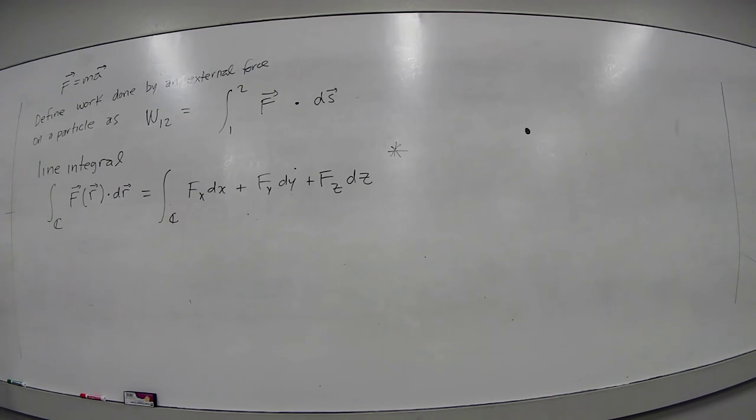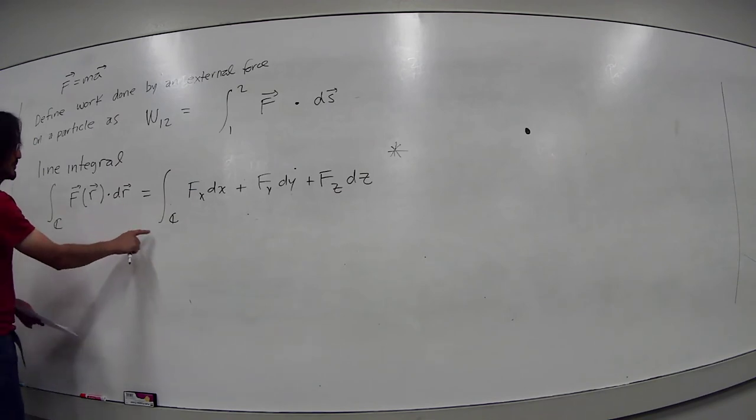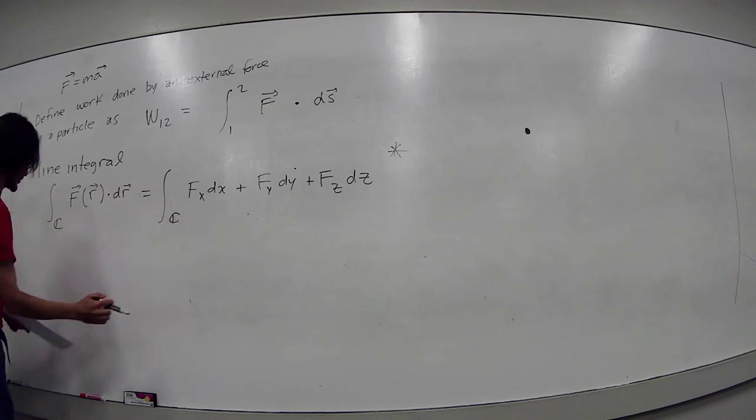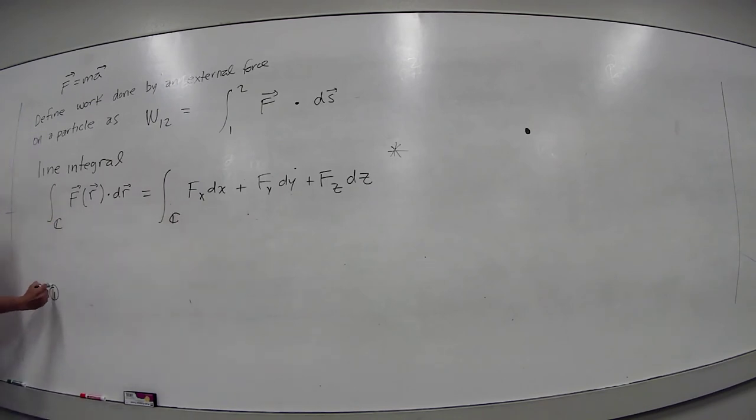So in general, the value, the result of this integral is going to depend on the path that you take, right? So we move from point one to point two, but maybe you can move this way or this way or maybe this way. And the value of the force field is going to be different in general, right? So if you take C or C prime or C double prime, this value is going to be different.